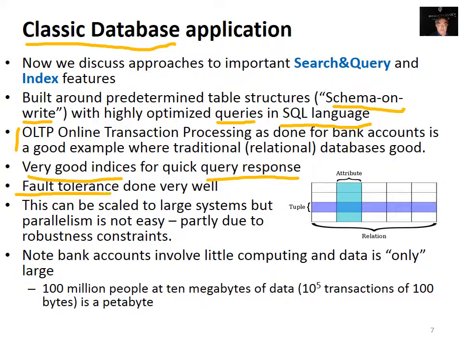And as I mentioned, fault tolerance is absolutely essential. Although you can scale this to pretty large systems, these robustness constraints lead to difficulties with parallelism. The data here is large, but possibly not super large. I pointed out 100 million people at 10 megabytes of data is a petabyte, which, given you have 100 million people, is not an enormous amount of data. When you start looking at genomics per person, then you get to much larger data sets.